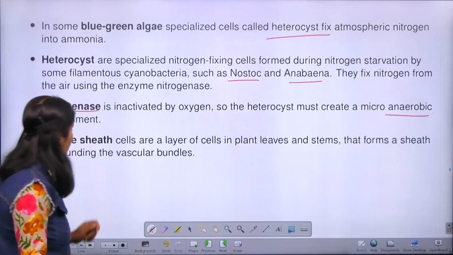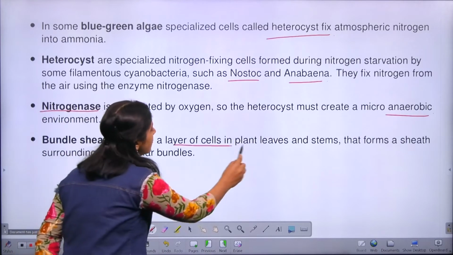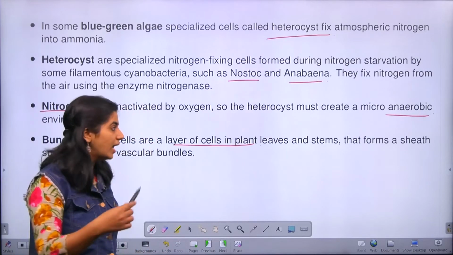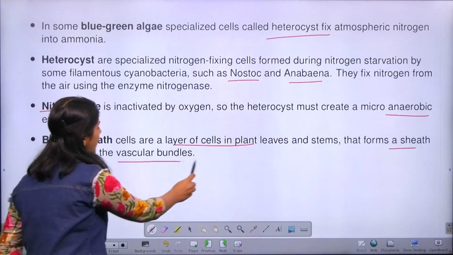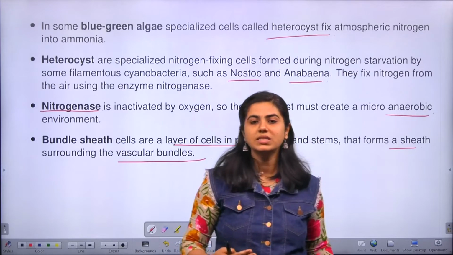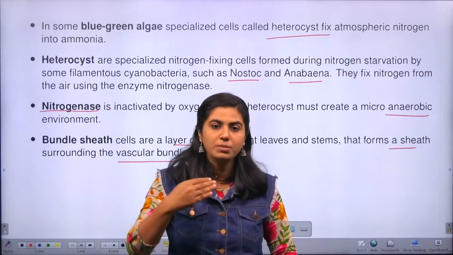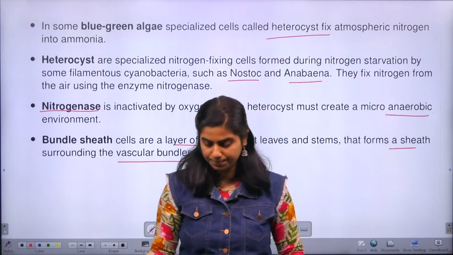Okay, then what is a sheath cell or bundle sheath? They are a layer of cells in plant leaves and stems that forms a sheath around what? The vascular bundles. The group of cells which form a sheath around vascular bundles are called sheath cells or bundle sheath.